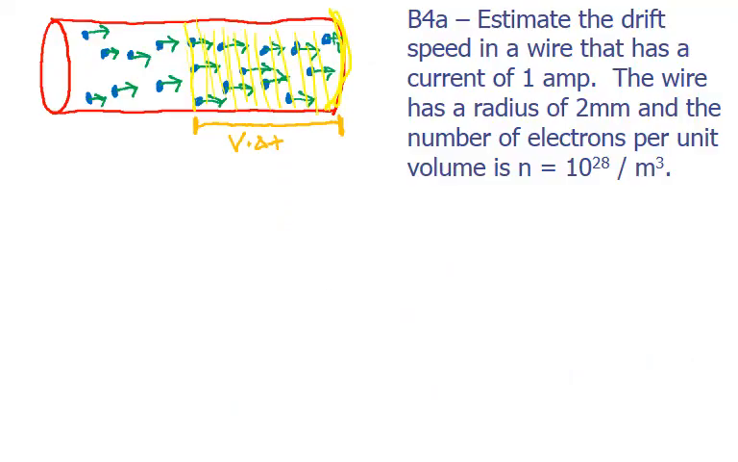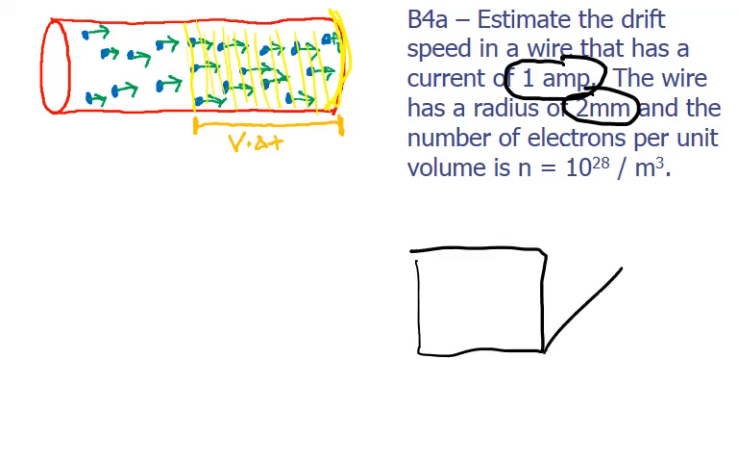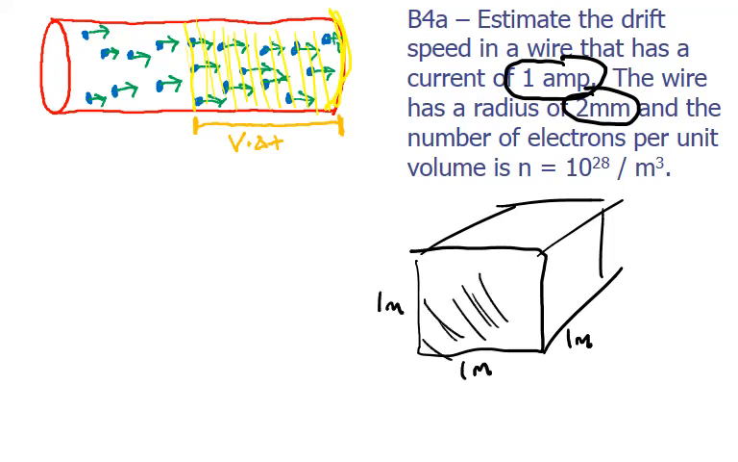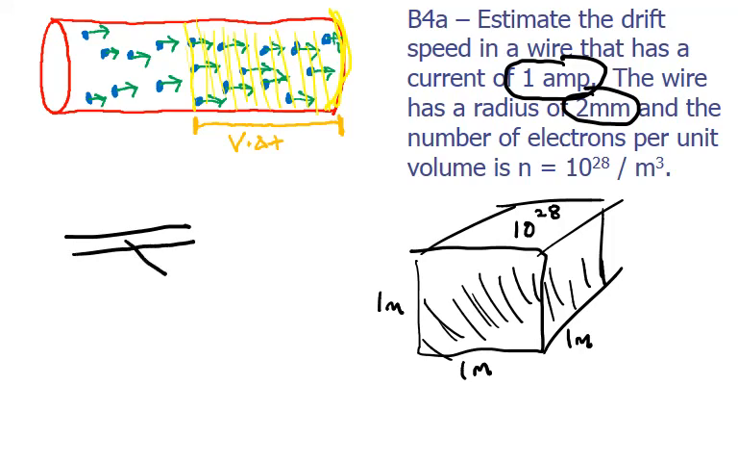Now, what we're given in the information here is that the current is 1 amp. We have the radius, which is 2 millimeters, and then we have how many electrons per unit volume. So if we have a volume of 1 meter by 1 meter by 1 meter like this, inside here are 10 to the 28th electrons. Now, inside this little wire here, you don't have nearly as many, but we can use this.